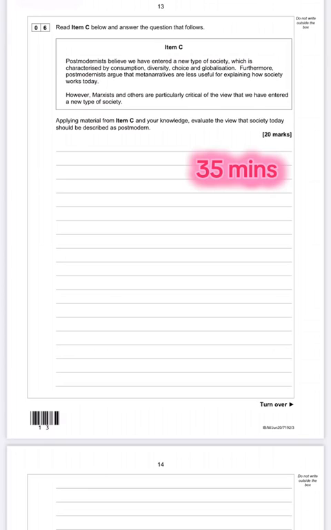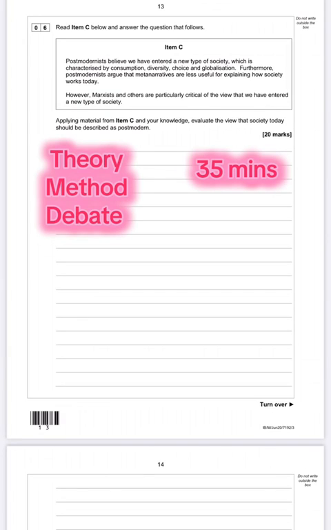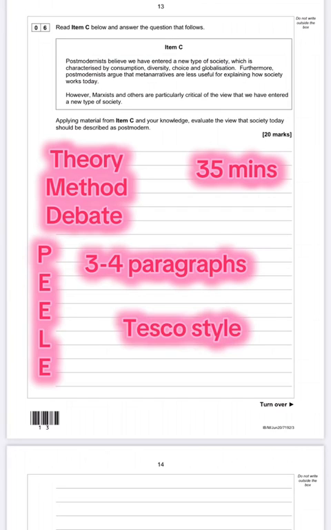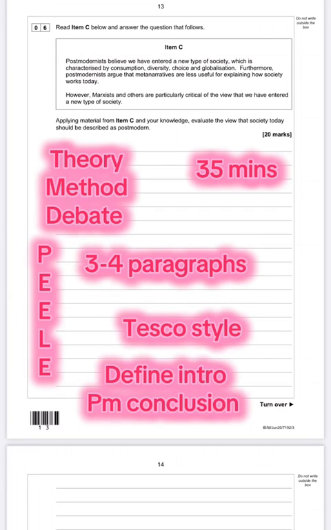Okay, and we're on to the last question. It is a 20 marker, 35 minutes. It's going to be either on a theory, a method or a debate. So again, 3 to 4 paragraphs for this one because it's 20 marks and not 30. Use the same PEL structure that we've talked about in the past, Tesco style again.